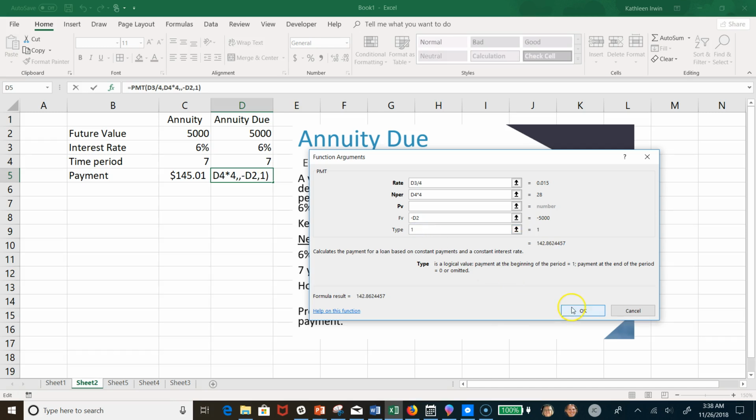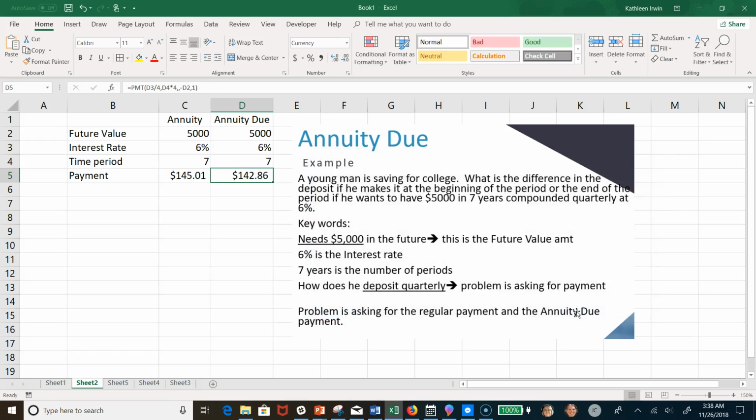Okay. So if I put in a 1 and I click OK, notice here that the amount that I have to put in each quarter is less. So I only have to deposit $142.86 if I deposit that money at the beginning of the quarter. So I save about $3 on interest if I pay at the beginning of the quarter versus at the end of the quarter. So that's just something for you to keep in mind as you are borrowing money out there, in your daily lives.